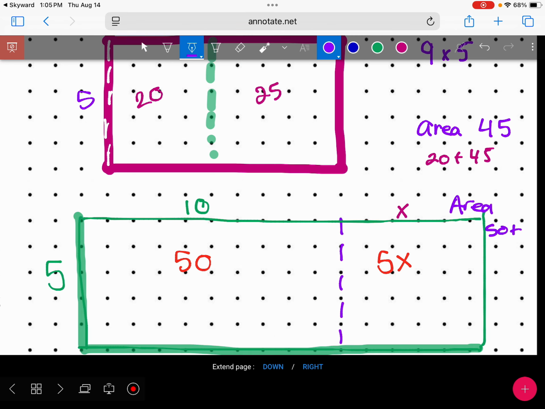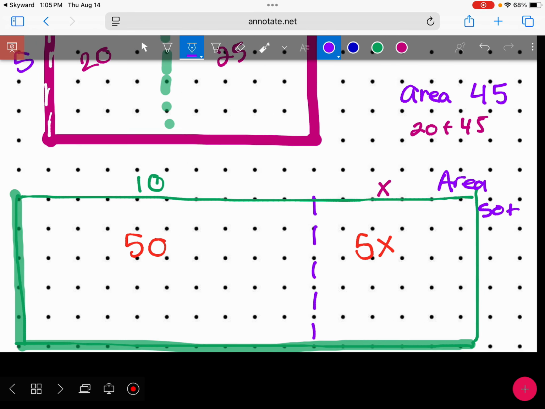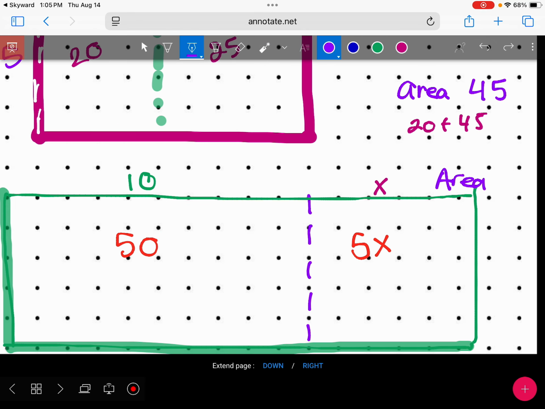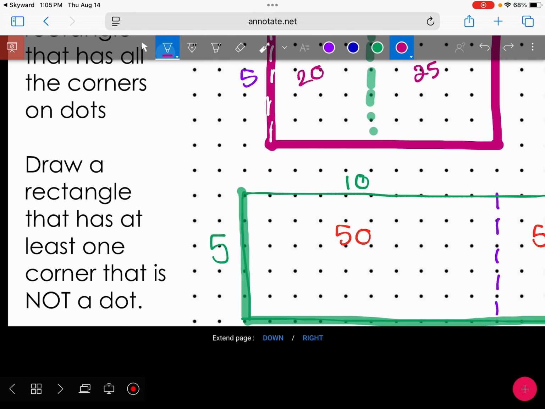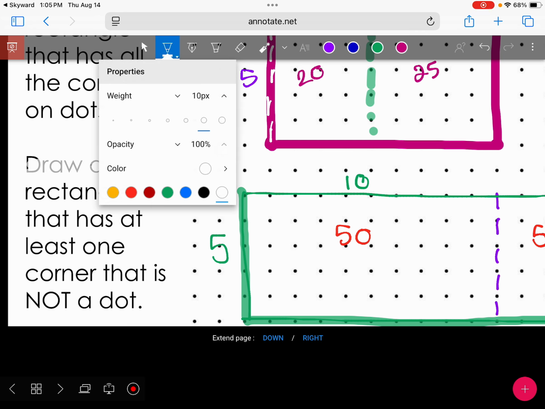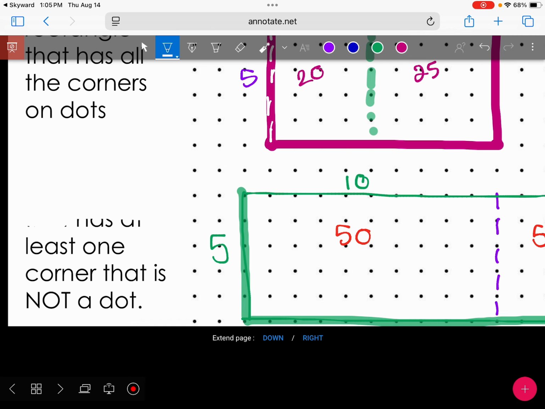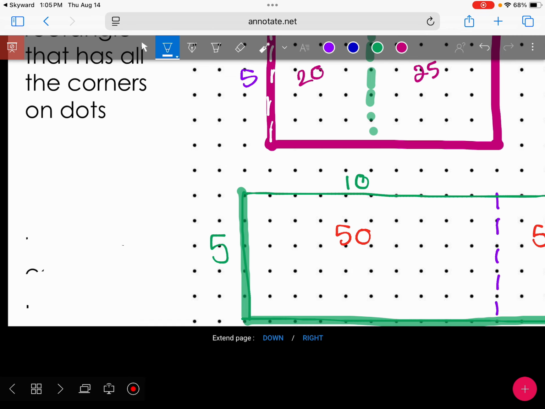I am running out of space. Hang on, I'm going to give myself some room. All right. Just a second. Whoa. I promise this is leading to something. I'm just covering this up so I have some place to work.